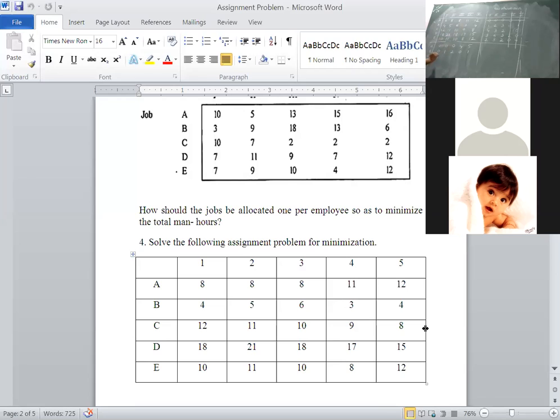4 minus 1, 3. 3 minus 1, 2. 2 minus 1, 1. 1, 0. Similarly, apply. 3 minus 2, 6 minus 1. 3 minus 1, 2, 0. 2 minus 1, 3 minus 1, 2 minus 1, 0. Everybody got the same matrix? Try it simultaneously, okay? Then again the same situation.